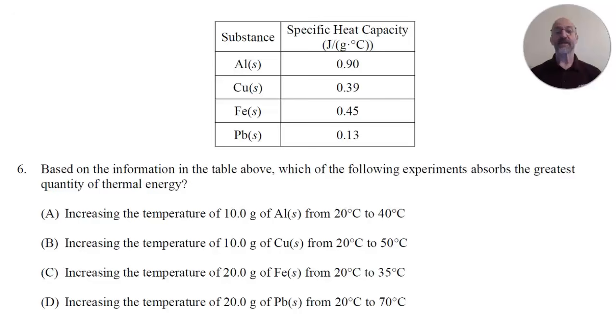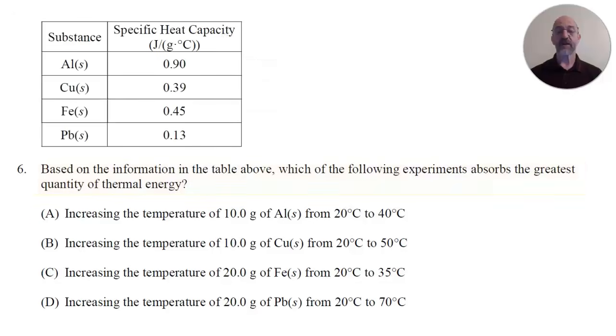In question 6, we are given a data table with 4 different substances: aluminum, copper, iron, and lead, and each substance has a value for its specific heat capacity, which has units of joules per gram degrees Celsius. So we're going to do our calculations involving the equation Q equals M times C times delta T, and question 6 asks, based on the information in the table above, which of the following experiments absorbs the greatest quantity of thermal energy?